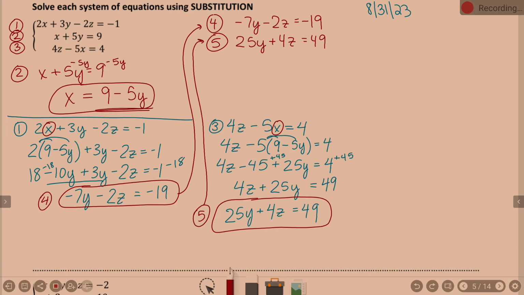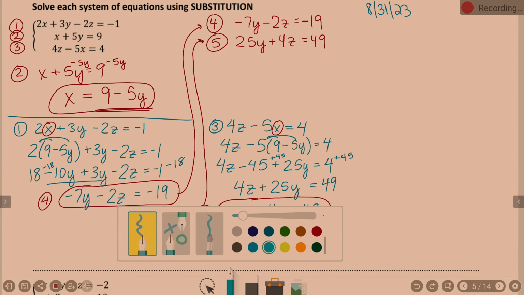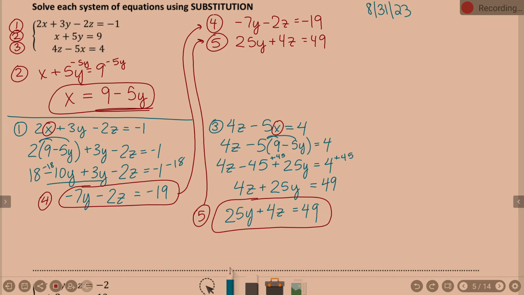Your job is to make this easy: eliminate one of your variables. The obvious easier one is the z. I don't really want to go for 7 times 25. Just saying. So if we're going to make the z's the same, what can we do? Times the top by 4 and the bottom by negative 2, or the opposite. Multiply them by 2. Can we just multiply the top by 2?